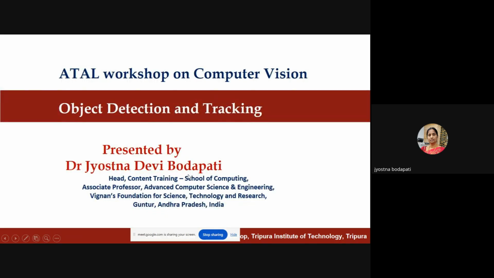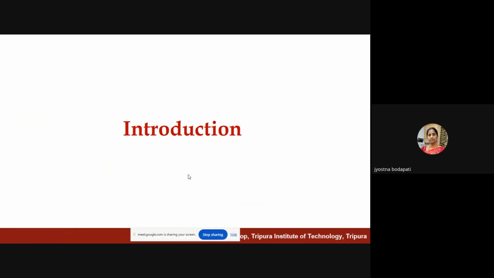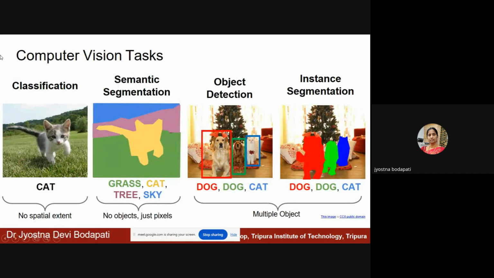as a continuation to yesterday's session. So let me give a brief overview of this object detection and where we are in the computer vision task. Where does this object detection task stand among the computer vision tasks? So basically, these can be considered the basic standard tasks of computer vision: classification, semantic segmentation, object detection, and instance segmentation.